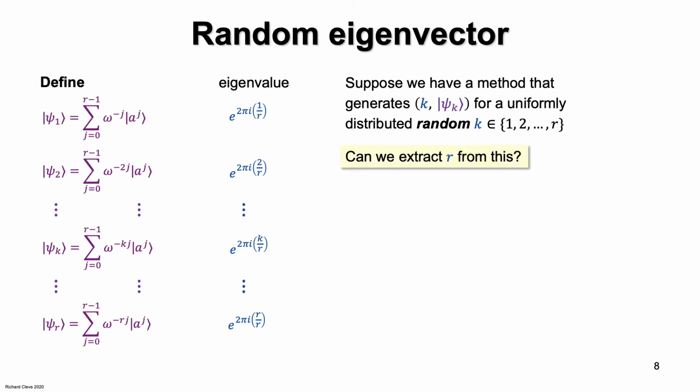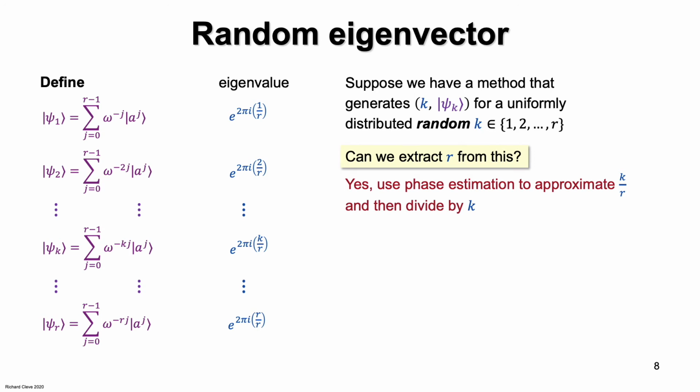Could we then construct r from this? Please pause to think about this. Yes, we can get an approximation of k over r from the phase estimation algorithm, and then divide the approximation by k to turn it into an approximation of 1 over r, and then proceed from there as before.